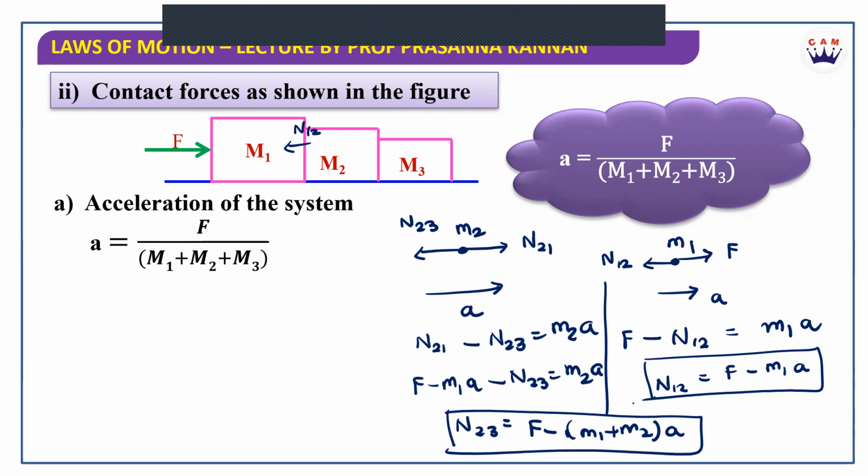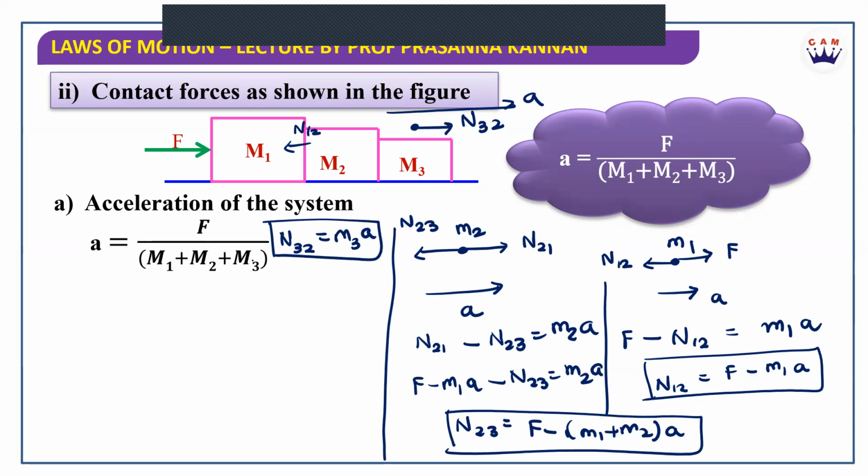Now what is N32? Come on, tell me. Last. Let's draw the free body diagram of M3. What are the forces acting on M3? There is only N32. Because of that, the body is accelerated. So what will be the equation? N32 equal to M3 into A. That's it. That's all.